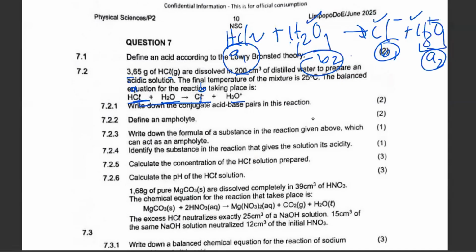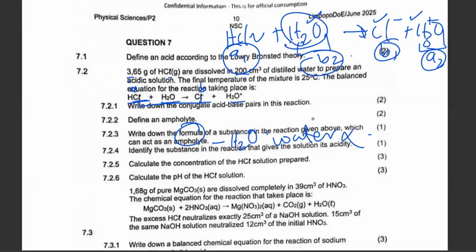What is an amphoteric? It is a substance that can act as an acid or a base. Yes, it can react with both acids and bases. So that's it. Write down the formula of the substance in the reaction given above which acts as an amphoteric. It's the water molecule. It can act as an acid or it can act as a base. They said the formula, meaning don't write water. If you wrote water, it is wrong.